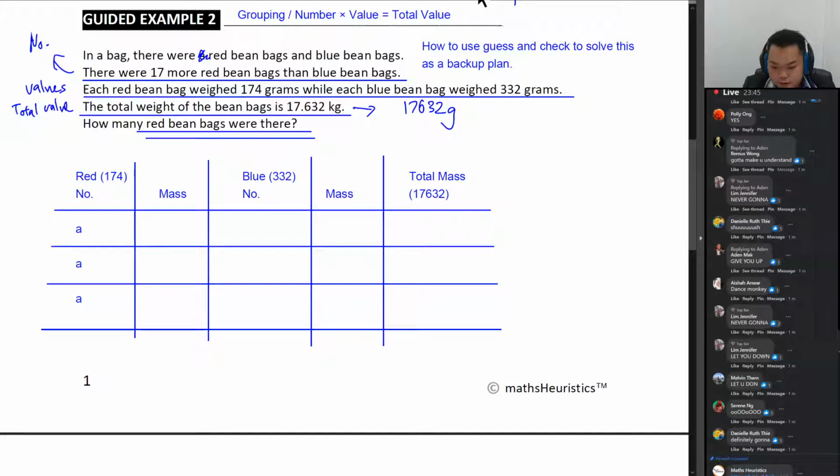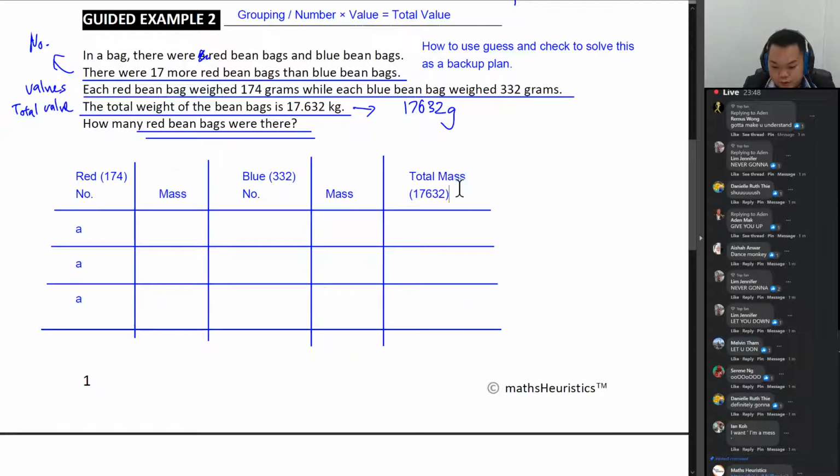Then for those purists, where's your check column? Here's the check column.